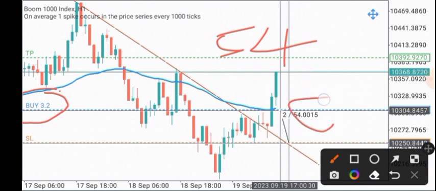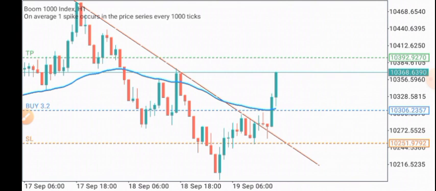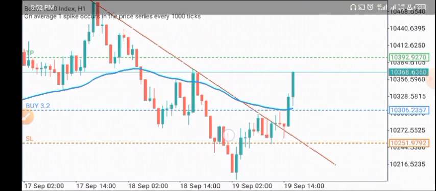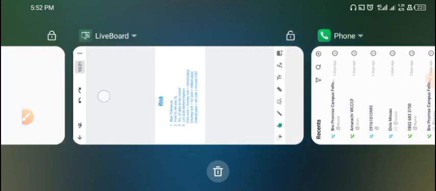This is the pip, like I said earlier, which is 54, and then this is the lot size here. So you're going to multiply it, and whatever it gives you, that is the amount you are risking in that trade. Okay, so we have our lot size to be 3.2, right? Now we are multiplying it with 54. So let's go to our calculator to do the multiplication.